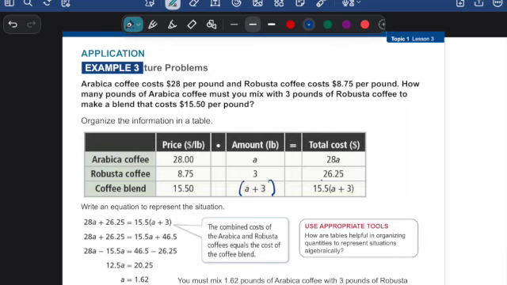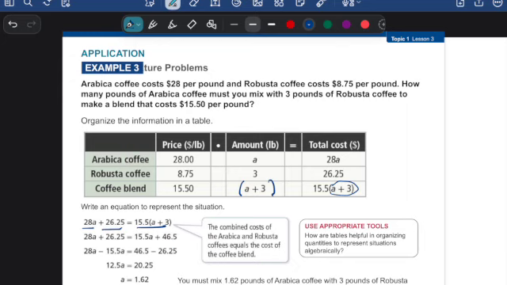So if we just multiply the rate times the amount, we get 28A for Arabica. Robusta coffee would be 26.25. And then multiplying our coffee blend rate times the amount of the blend would give us that. So there's our equation. Arabica plus Robusta equals the coffee blend. And just using our property of equality to solve for A, first we distributed, so we multiplied 15.5 into the parentheses and we got 15.5a plus 46.5.